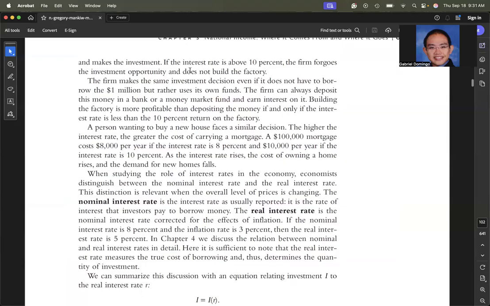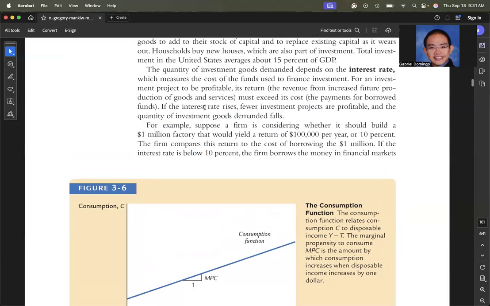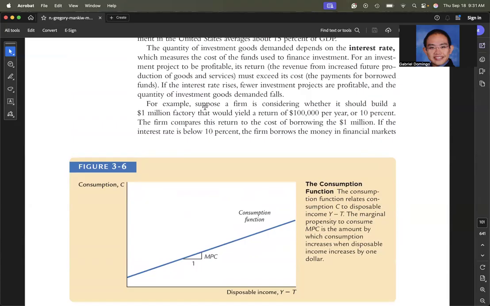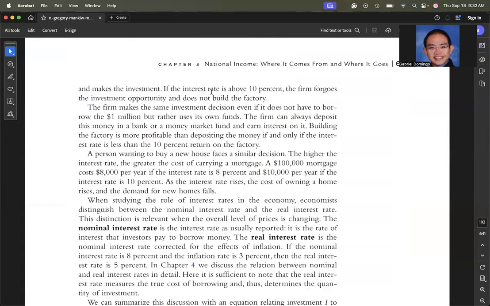Let's consider this example here. A firm makes the same investment decision. It starts here. For example, suppose a firm is considering whether to build a $1 million factory that would yield a return of 100,000 per year or 10%. The firm compares this return to the cost of borrowing the $1 million. If the interest rate is below 10%, the firm borrows the money in financial markets and makes the investment. If the interest rate is above 10%, the firm forgoes the investment opportunity and does not build the factory.